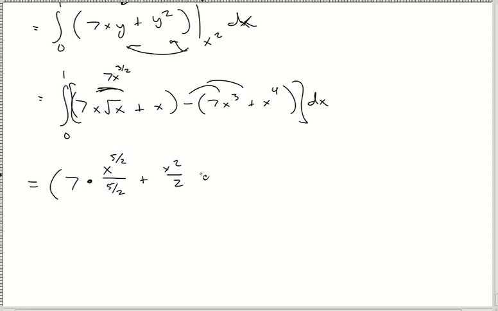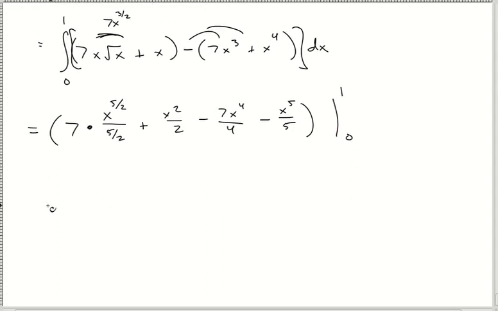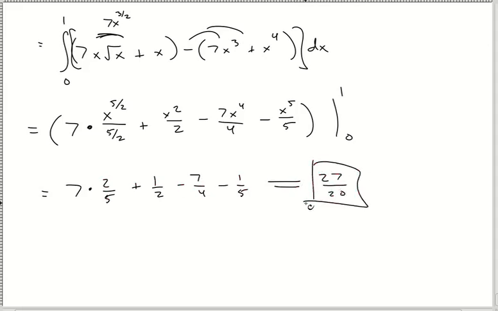x squared over 2. Both of these are going to be negative. 7x to the 4th over 4, and then 7x to the 5th over 5, from 0 to 1. Well, 0 cancels everything. 1 is going to make all the x's essentially go away to make it easier. So 7 times 2/5 plus a half minus 7/4 minus 1/5. Definitely calculator at this point. 27 over 20. Makes it much easier to use a calculator at some point.